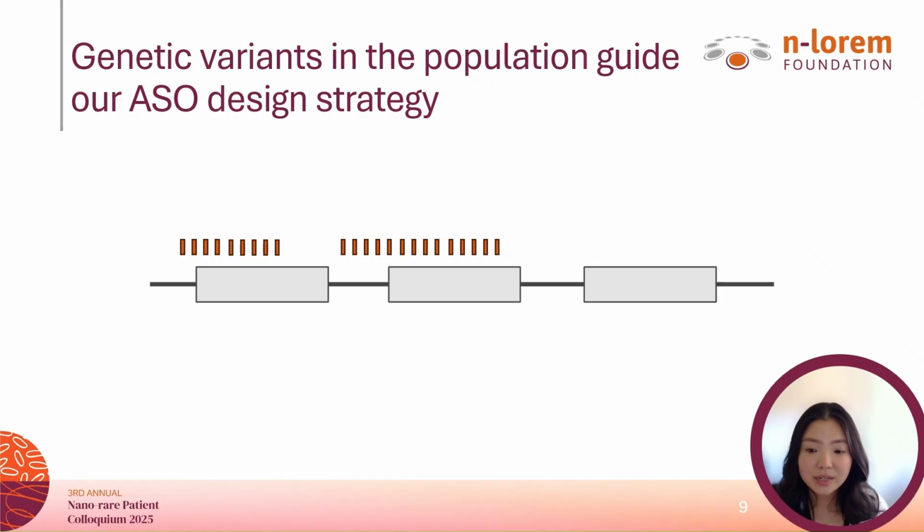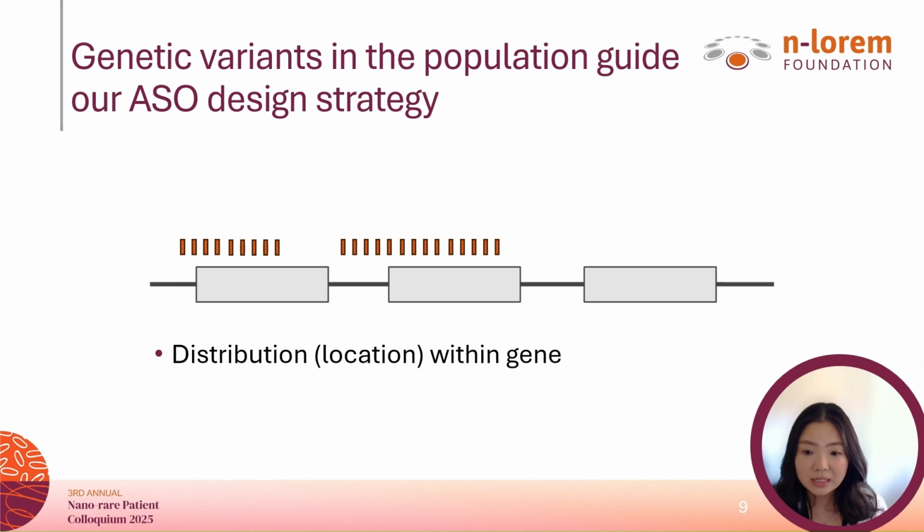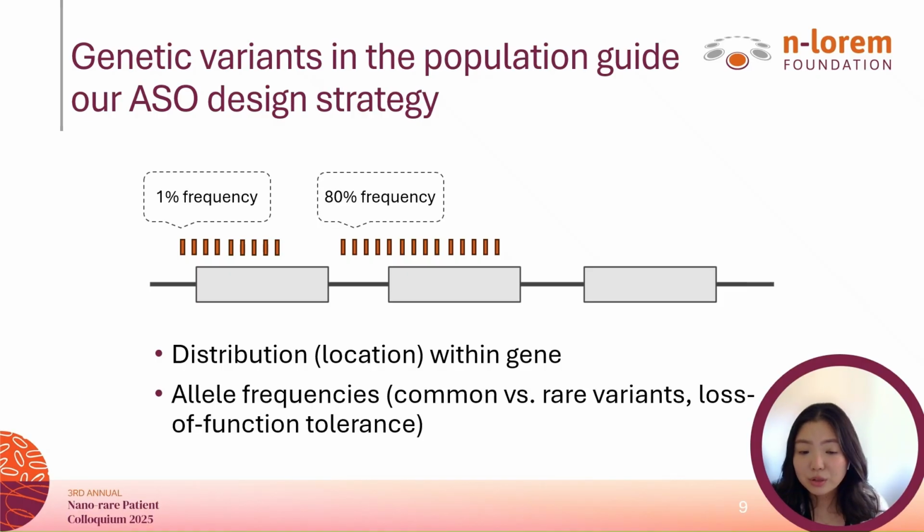We're essentially using these different genetic variants that have been identified in a larger cohort to help guide us in our ASO design strategy. For example, we'll use where the different genetic variants are located within a gene. This might help us to identify regions where we want to exclude. And this is really thinking about how can we treat more patients. Maybe we want to exclude where a variant would then make it so that this ASO would not work for another patient. We also look at the frequencies for these different variants.